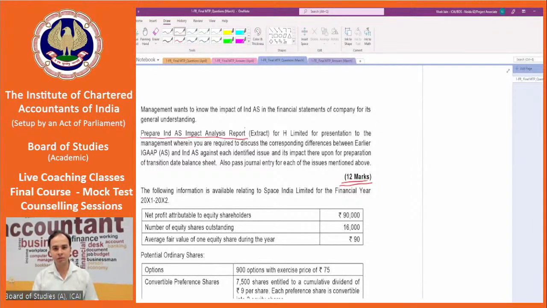Sometimes the question requirements are not seen by the students in a proper manner, so ultimately they lose the marks, just because they have not presented it in a proper manner. So prepare Ind AS impact analysis report for H Limited for presentation to the management, wherein you are required to discuss the corresponding differences between earlier IGAAP, that is accounting standard, and Ind AS.